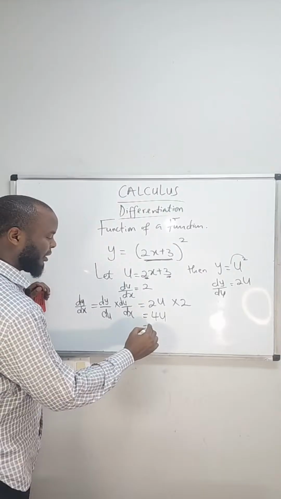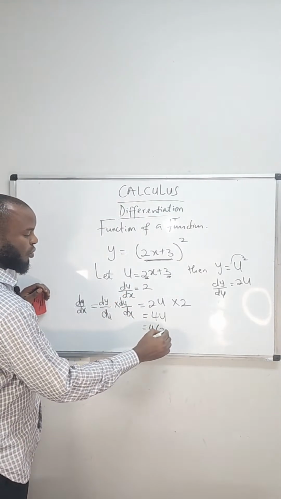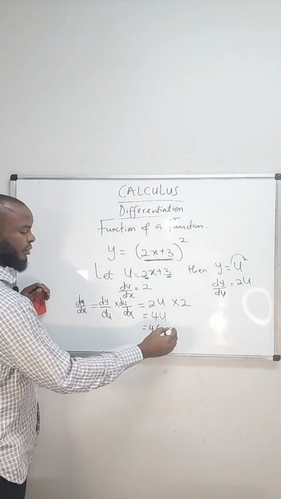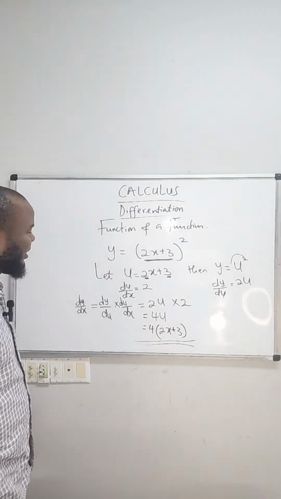And finally, what is u? U is what? 2x plus 3. So that is the answer, and this is the end of it.